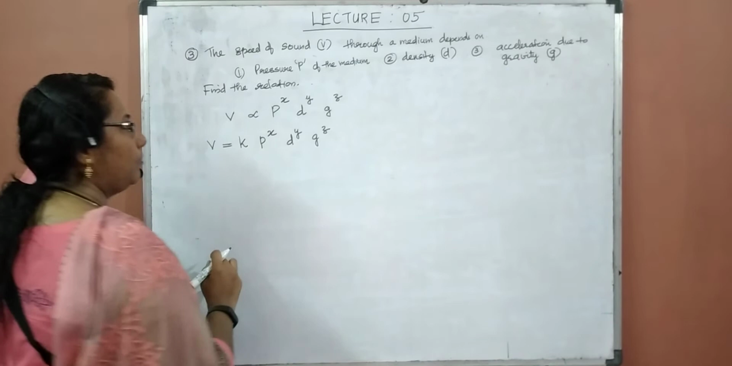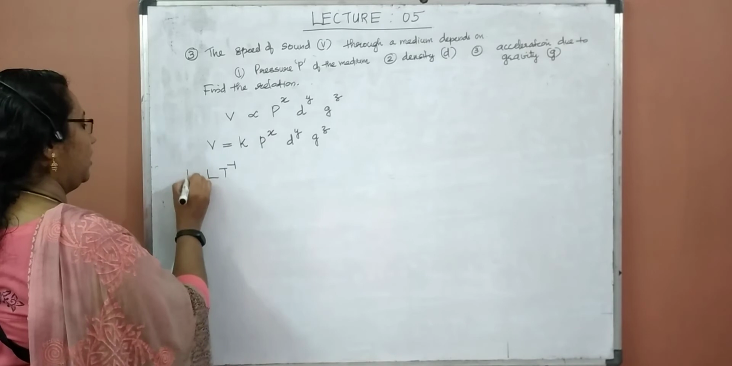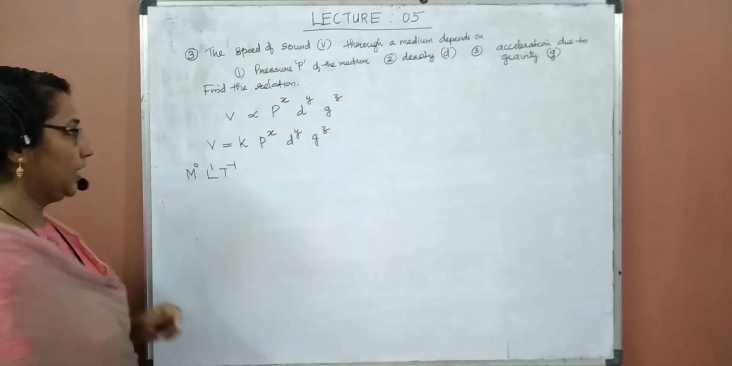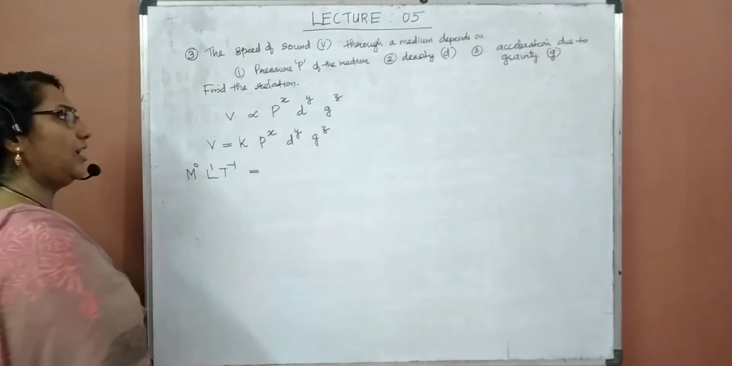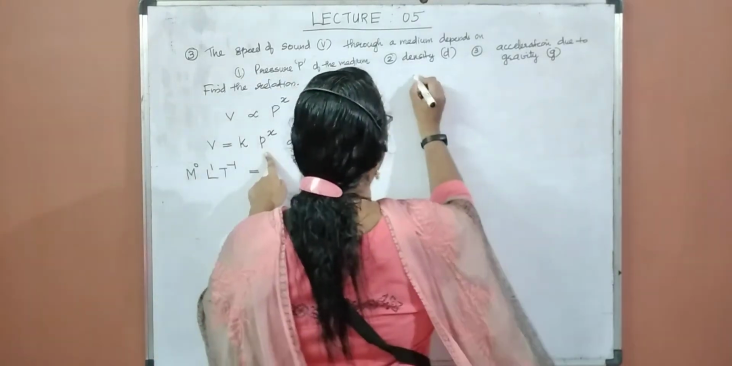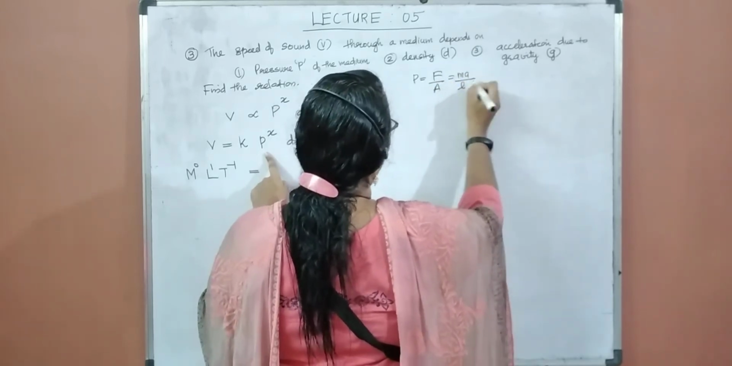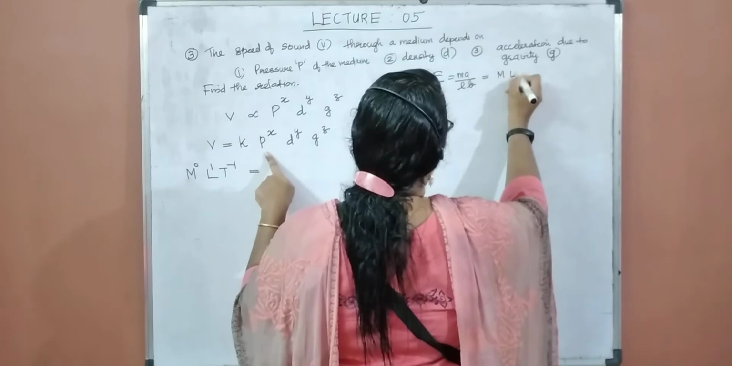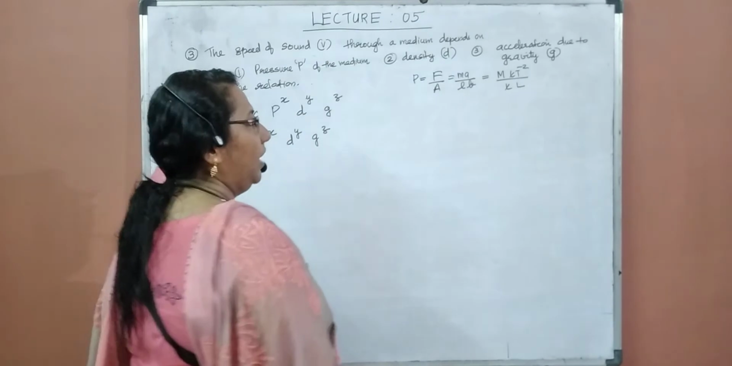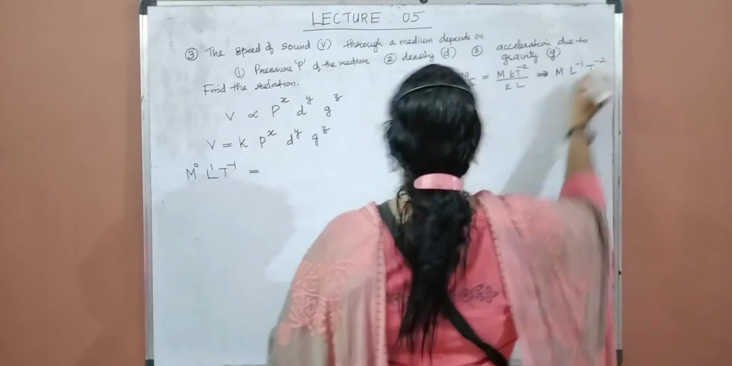Providing dimensions on both sides. What is the dimension of velocity? L T raised to minus 1. Completely, M^0 L^1 T^-1. K is a constant, no dimension. Now we want pressure. Do you remember what is the dimension of pressure? Pressure is equal to force by area, mass into acceleration by length into breadth, M L T raised to minus 2 by L L. Length and breadth both are length. On cancelling, pressure becomes M L raised to minus 1, T raised to minus 2.